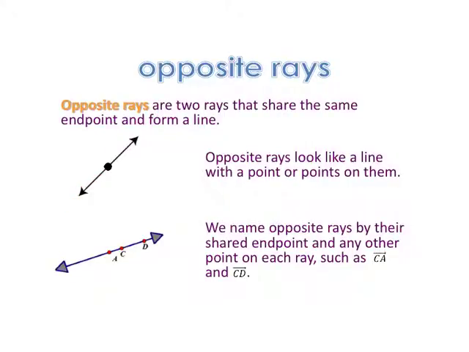Opposite rays are 2 rays that share the same endpoint and form a line. Opposite rays look like a line with points or a point on them. We name opposite rays by their shared endpoint and any other point on each ray. So here, since C is the point between points A and D, we could name this ray, ray CA, and we could name this ray, ray CD. Ray CA and ray CD are opposite rays.